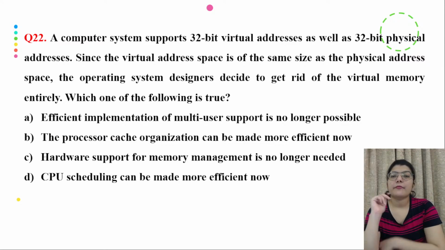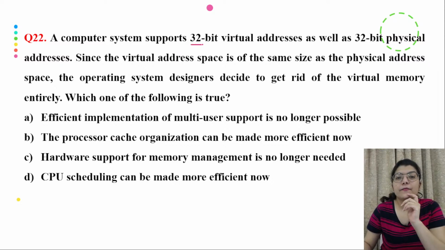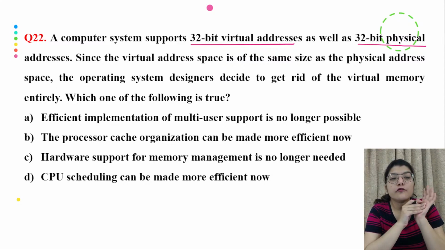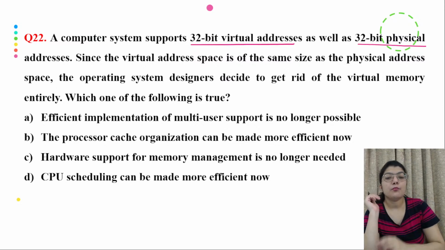Next. Now, a computer system supports 32-bit virtual addresses as well as 32-bit physical addresses. Since the virtual address space is of the same size as the physical address space, operating system designers decide to get rid of virtual memory entirely. So which of the following is true? Efficient implementation of multi-user support is no longer possible. Processor cache organization can be made more efficient now. Hardware support for memory management is no longer needed. CPU scheduling can be made more efficient now.